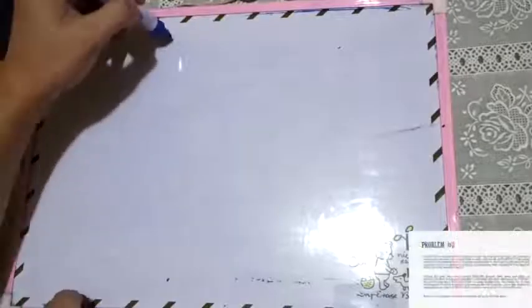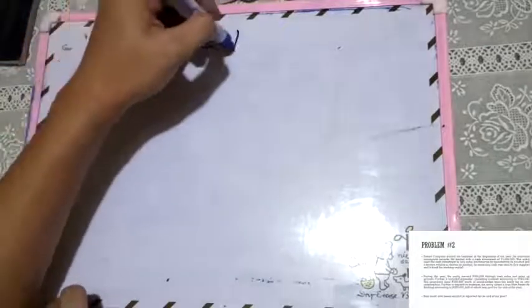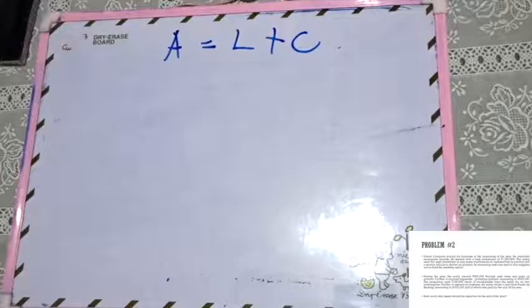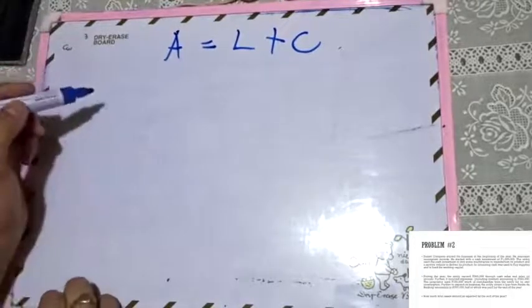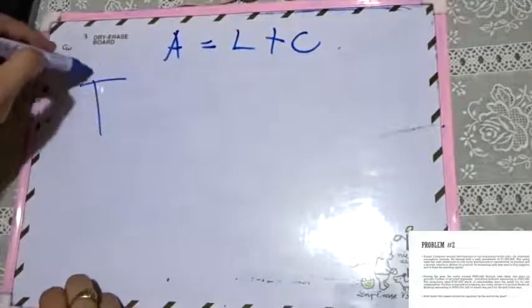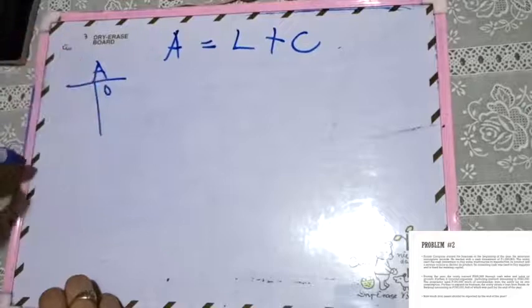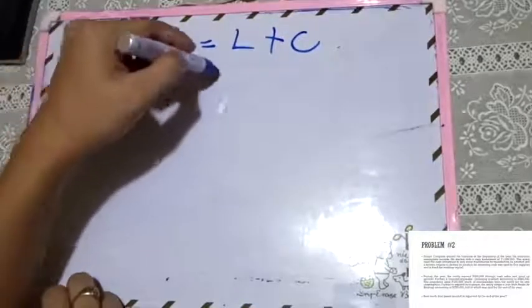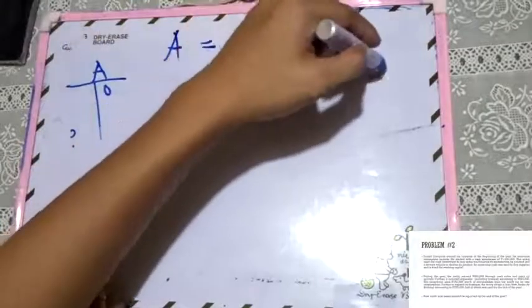So again, we go back to our basic accounting equation. You have assets equal to liabilities plus capital. We don't have any information as to the beginning to the ending balance of assets. What we do know is that its beginning balance is 0. We don't know what's the ending balance. However, we can determine liabilities and capital.